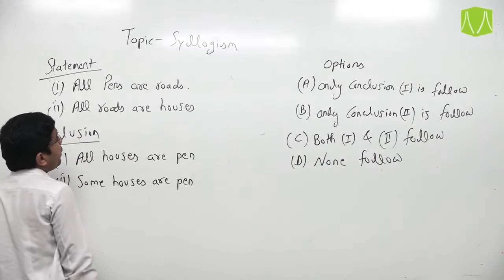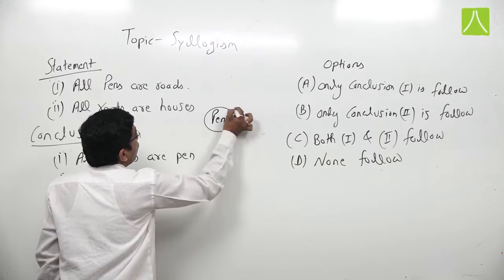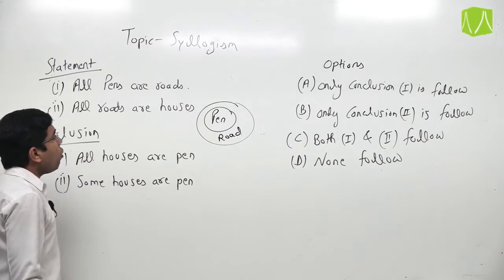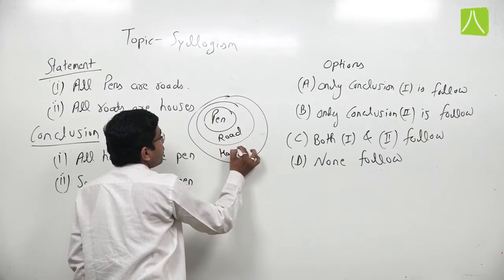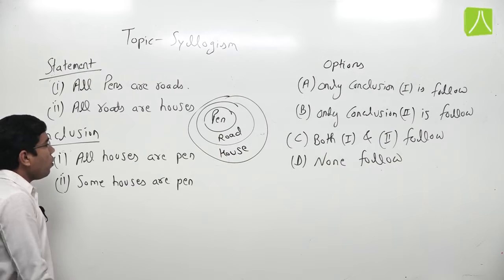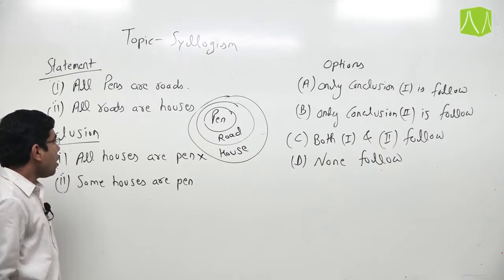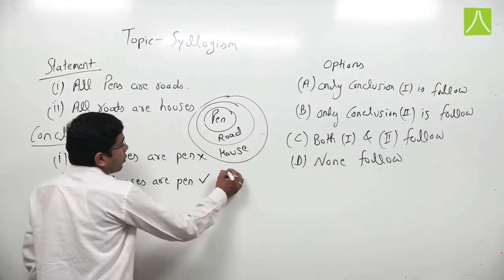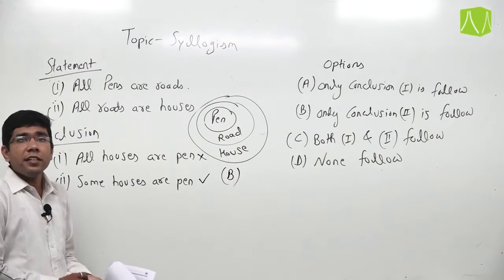Now for this we make a basic diagram. All pens are roads, and all roads are houses, so the diagram should be just like this. On the basis of this diagram, all houses are pens is wrong. Some houses are pens is obviously correct. So for this question our answer should be option B, only the second conclusion follows.